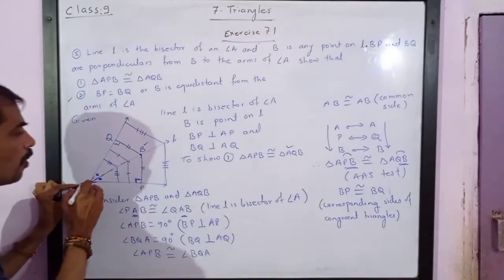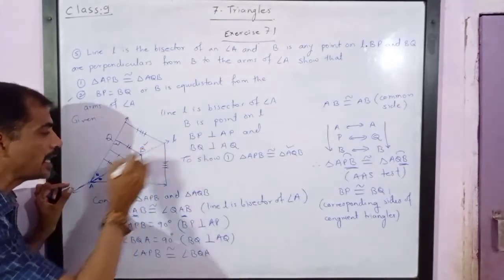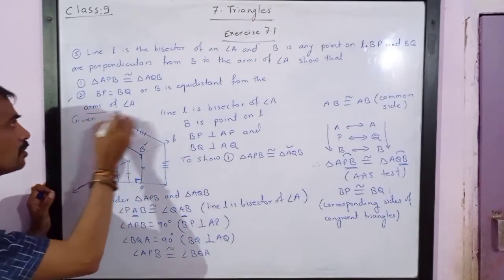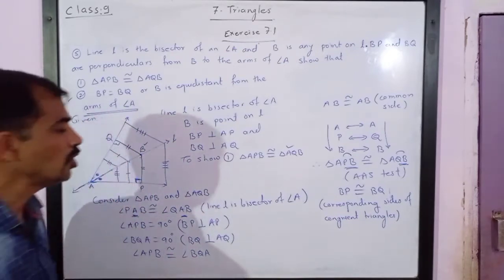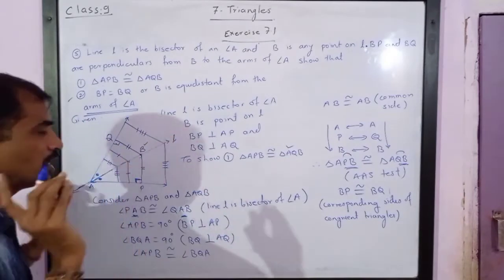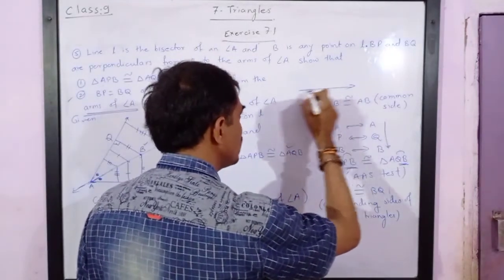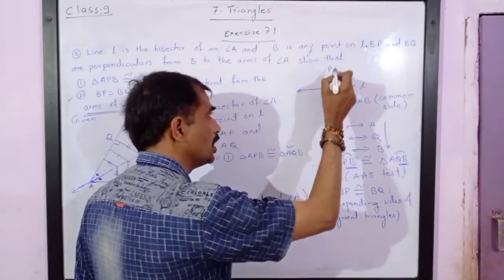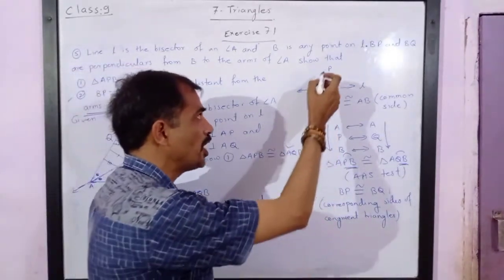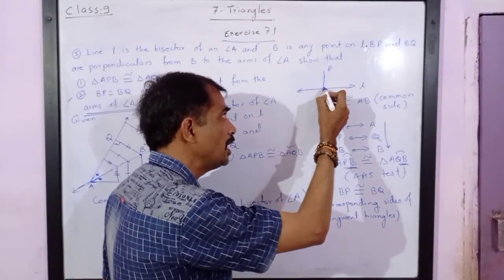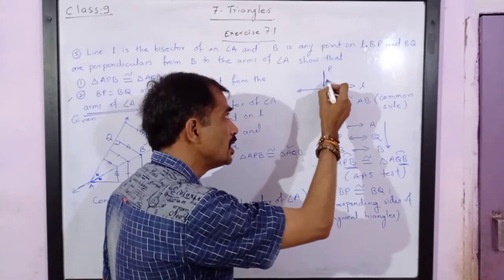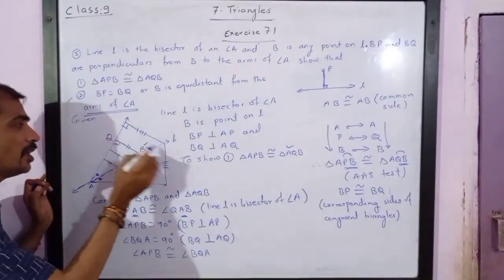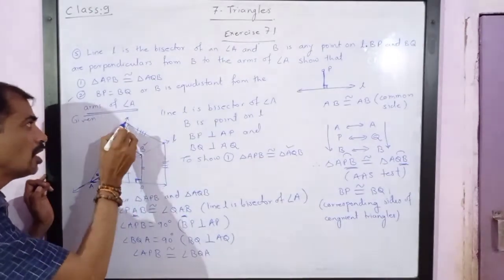The result is all the points on the angle bisector are equidistant from the arms of the angle. So please note here all the points are equidistant. Whenever we calculate the distance of a point from a line, imagine this is line L and this is a point P. Whenever we want to measure the distance of a point from a line, we always draw a perpendicular on the line. So this is the distance of point P from line L. These are perpendiculars. It means this is the distance of this point from the arms.